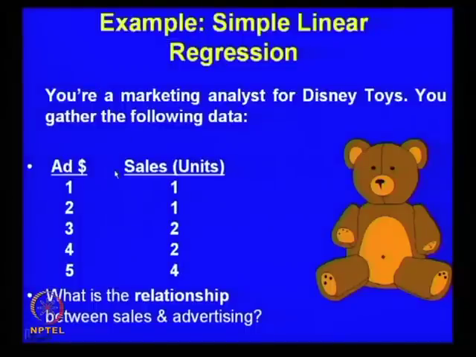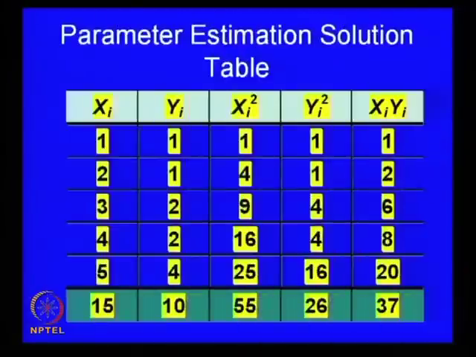Okay, so let us move to the toy example. This is the cost on advertising and this is the sales amount. So, these are the x i values and these are the y i values, and we want to fit a straight line model to this data. This table shows summation x i equal to 15, summation y i equal to 10, summation x i square equal to 55, summation y i square equal to 26, and summation x i y i is equal to 37.